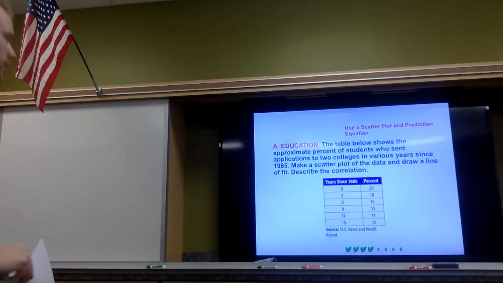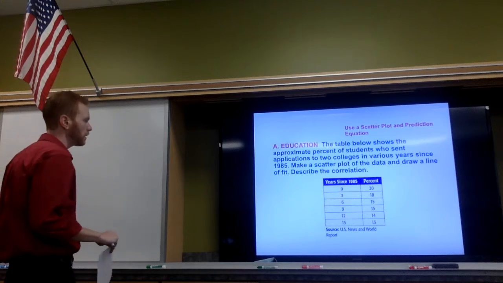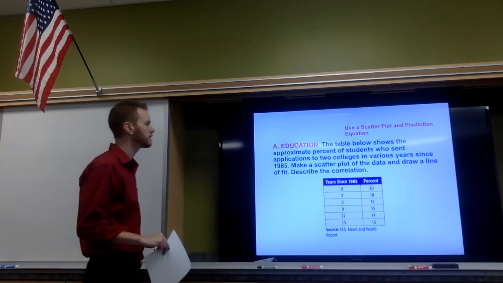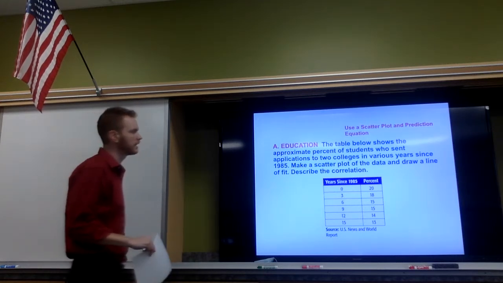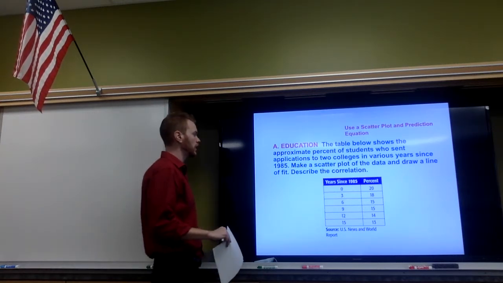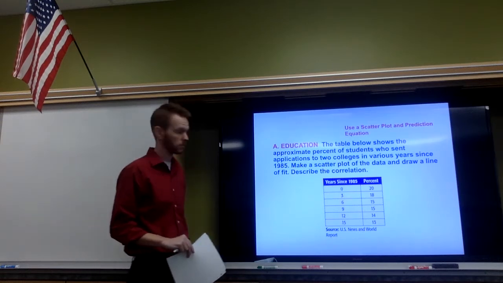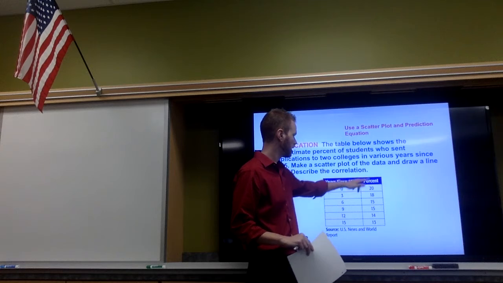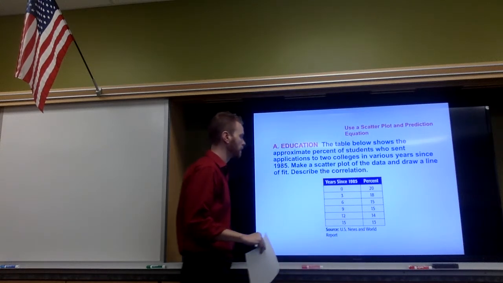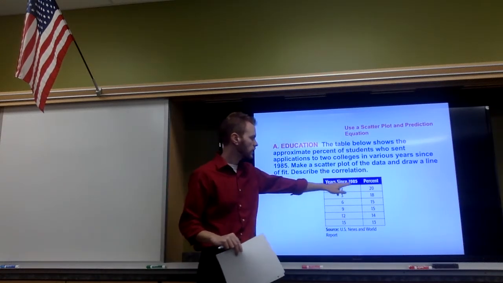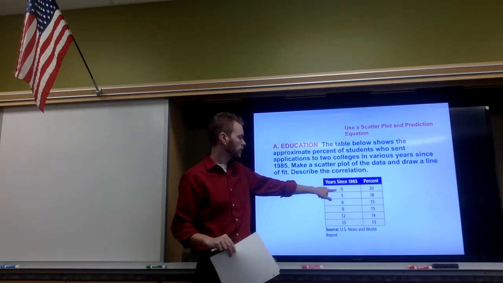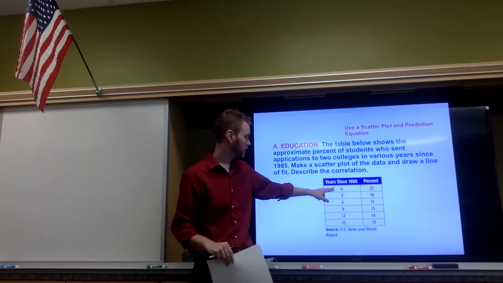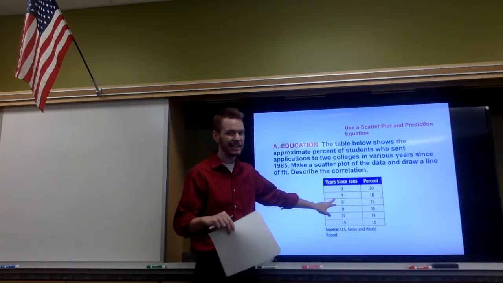So let's look at an example here. So here's an education example. Table below shows the approximate percent of students who sent applications to 2 colleges in various years since 1985. Make a scatter plot of the data, draw a line of best fit, describe the correlation. Okay, so here we have years. That would be your independent variable on the x-axis. Here's the percent for each year. And when you see years since 1985, just be careful. This isn't 0 years. It's just, well, this represents 1985. 3 years then would be 1988.